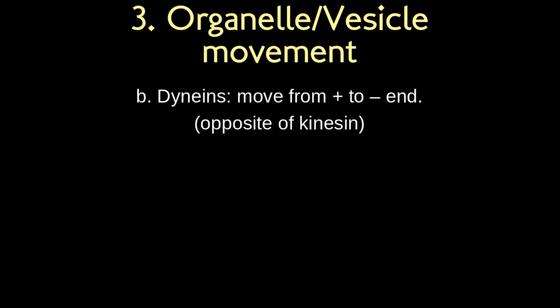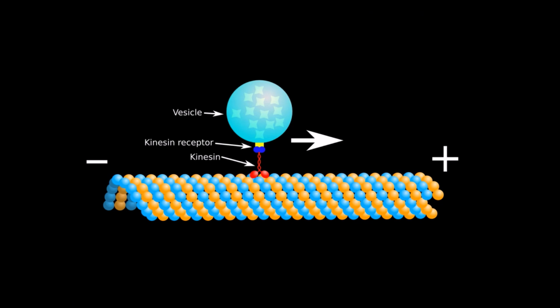Okay, here we have dyneins. They move in the other direction, from the plus to the minus end, opposite of the kinesin. However, both of these use ATP. So essentially we're using ATP to drive each step on both of these. And they don't go very fast. They're going like 1 to 2 micrometers per second, but in the grand scheme of things, within like a minute they can get just about anywhere in the cell they need to.